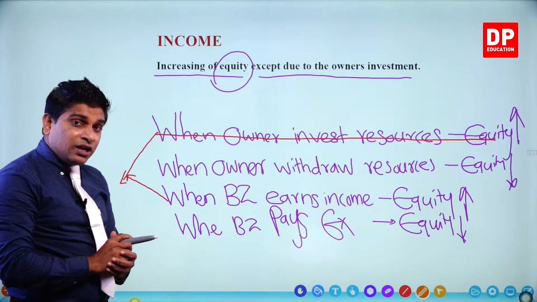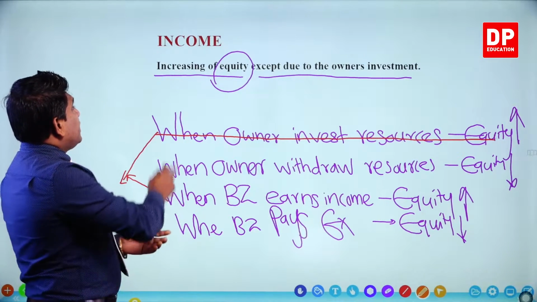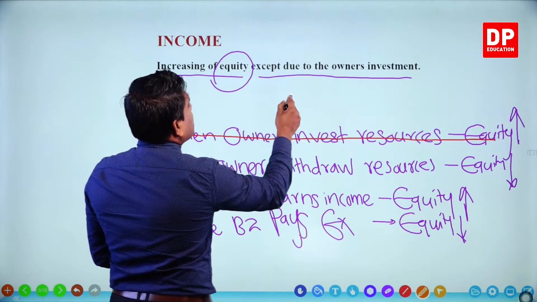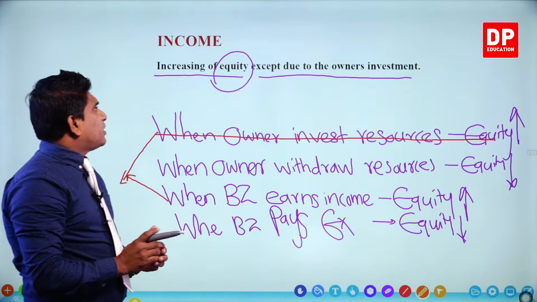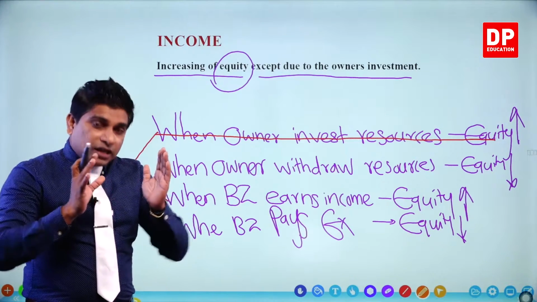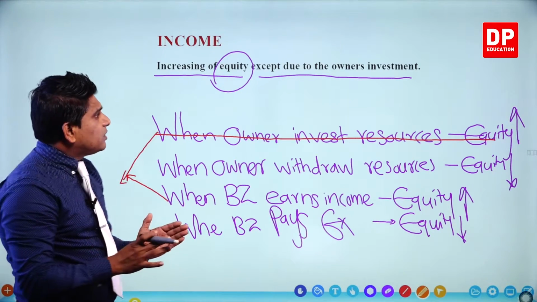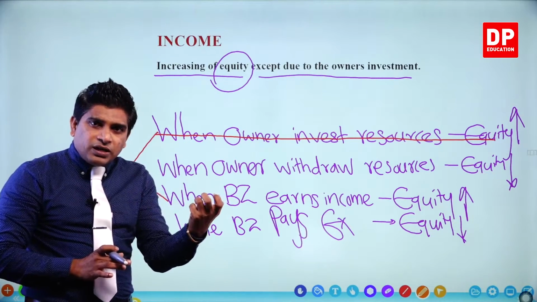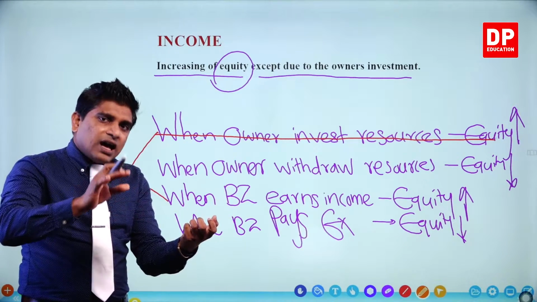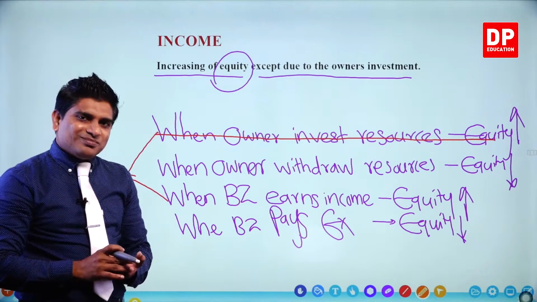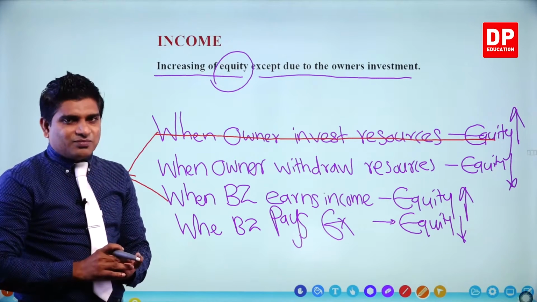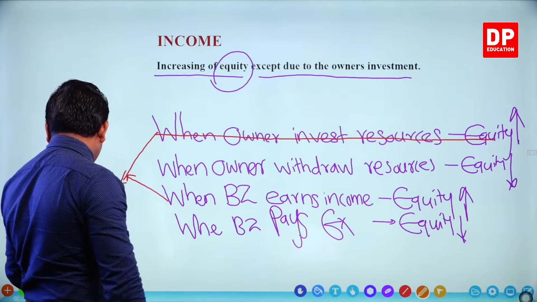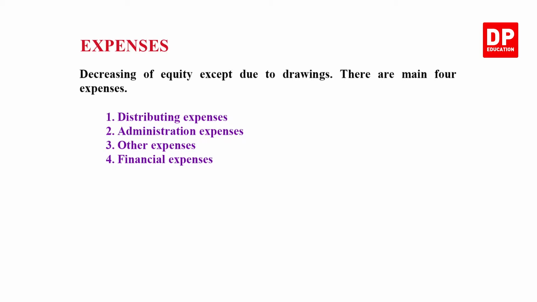Now you remember the definition for income. What is this? Increase in equity except due to the owner's investment. Without any investment, if your equity increases, then it means what? Income. It means income. Now the next one. Expenses. Decrease in equity except due to the drawings.